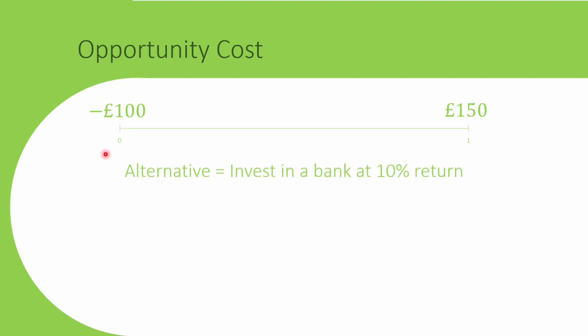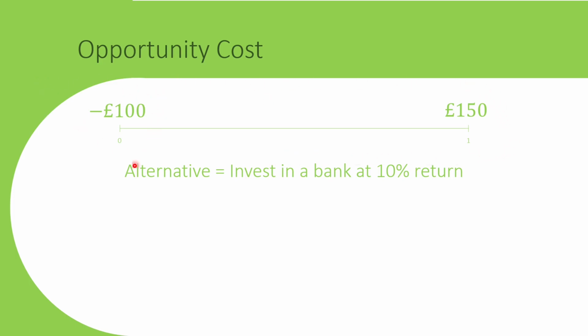Suppose your alternative, if you were to not take this offer that's presented to you, is to invest that £100 in a bank at a 10% rate of return. So you can either choose to invest in this option over here, invest £100 now and get £150 in 1 year's time, or your next best alternative is to invest in a bank at a 10% rate of return. Okay, so by choosing this, you are foregoing this, and similarly, by choosing this, you are foregoing this, right?